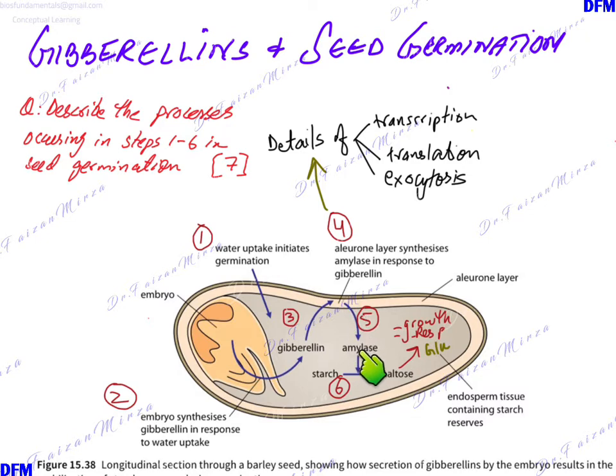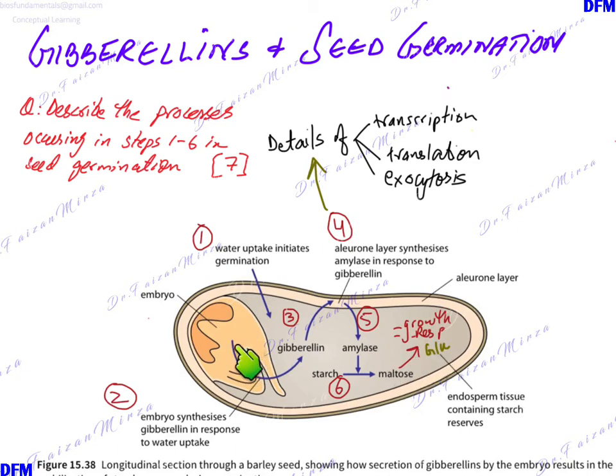Once the amylase is there in the endosperm, it starts to break down starch into maltose. We know starch is a polysaccharide. Once it starts to break into maltose, maltose can then be broken down into simpler sugars or glucose units, and this can be used in growth and respiration. So all the glucose which is eventually made is used by this embryo.